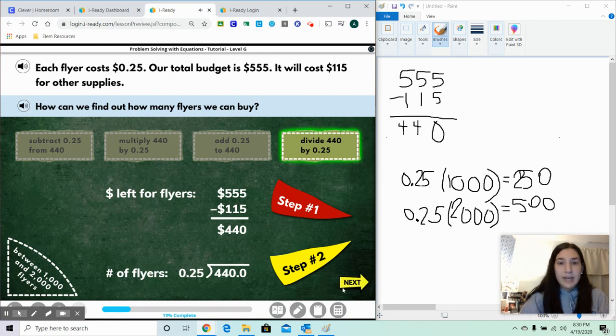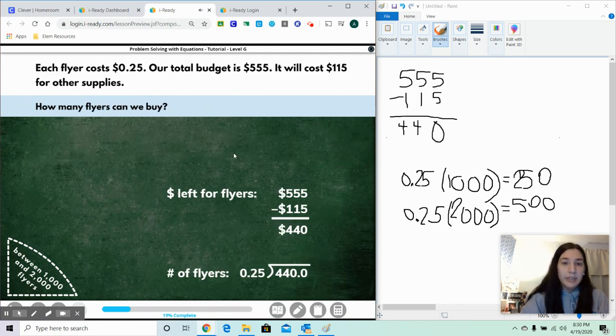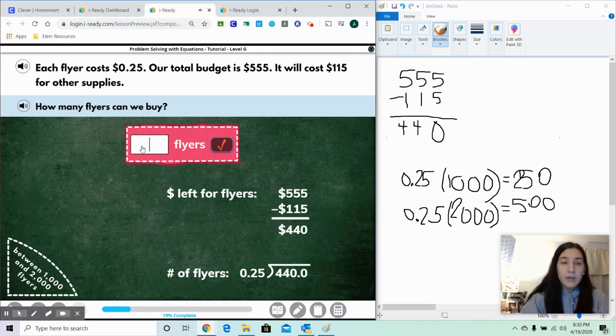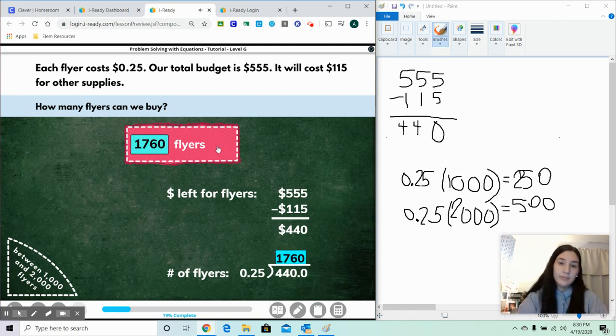And now on the next slide, when we have to actually type in the number. So how many flyers can we buy? We just did that before. So if you remember, it was 1,760. Right. Great. We can buy exactly 1,760 flyers. That should be plenty.